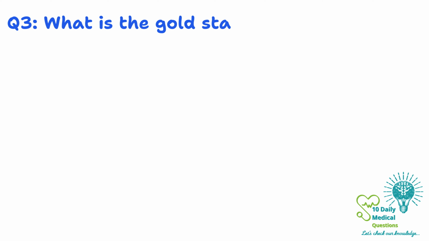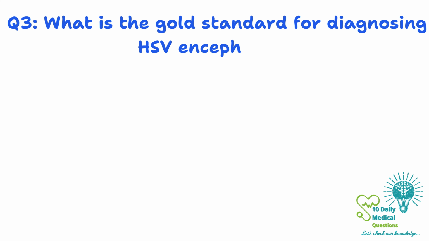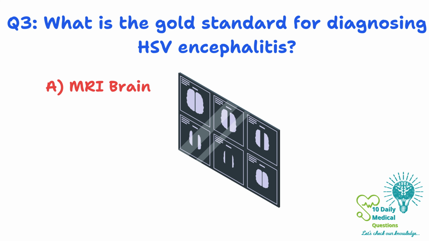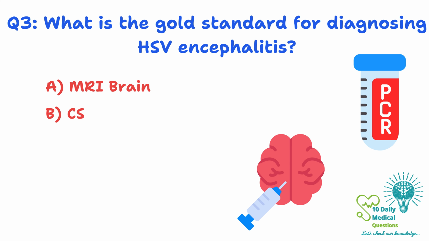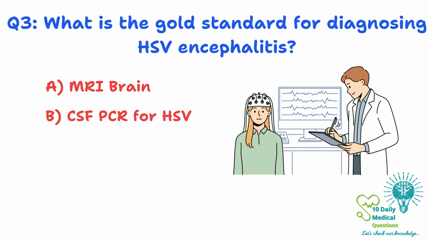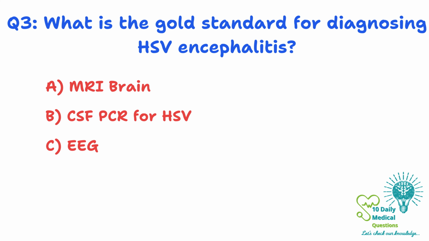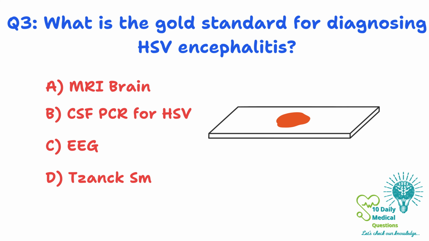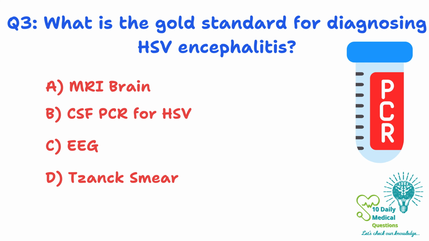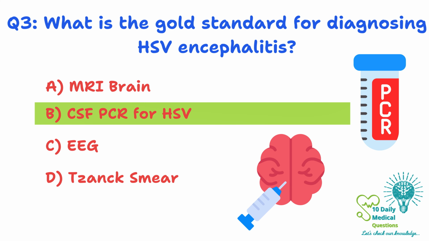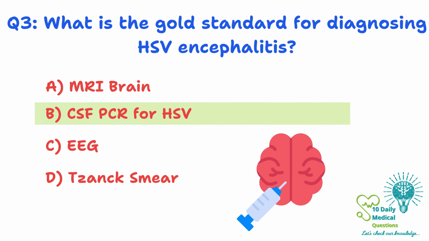Question 3. What is the gold standard for diagnosing HSV encephalitis? Option A. MRI brain. Option B. CSF-PCR for HSV. Option C. EEG. Option D. Tzanck smear. Answer: Option B. CSF-PCR for HSV.